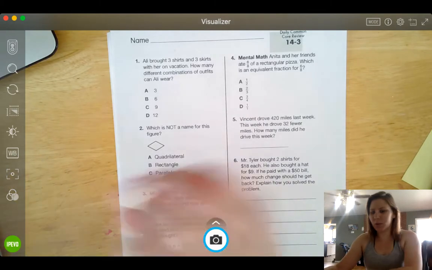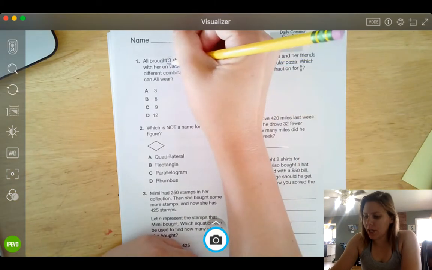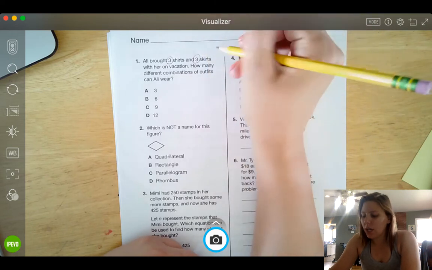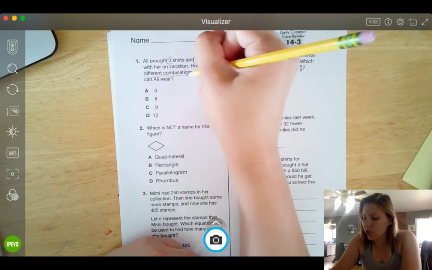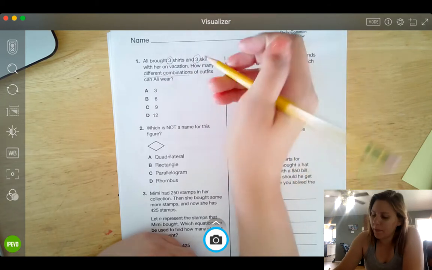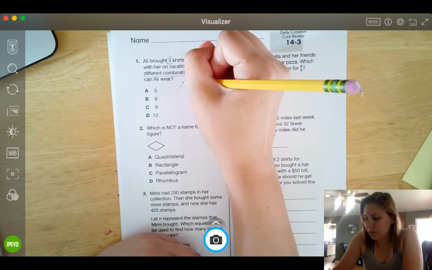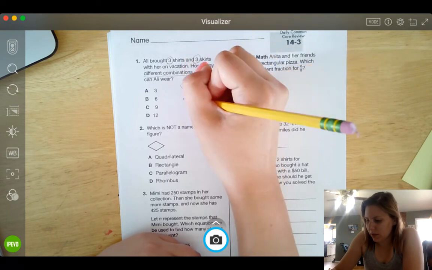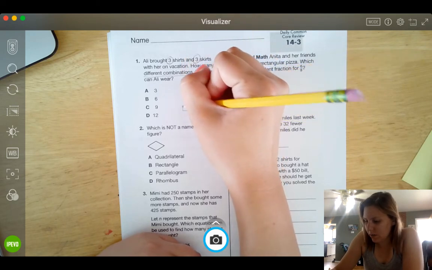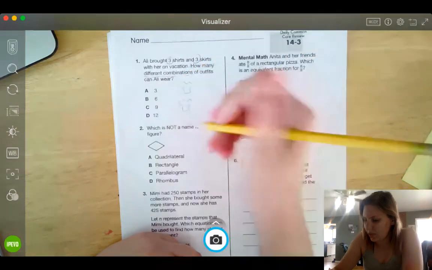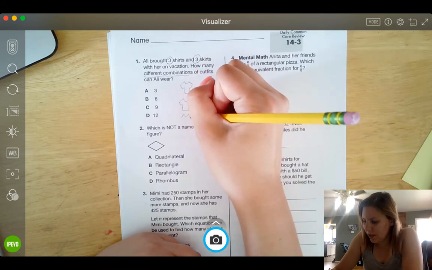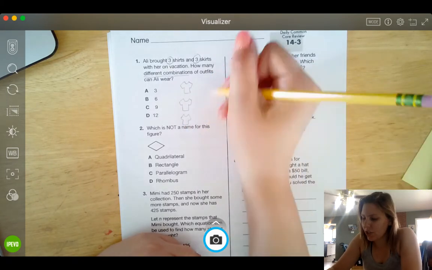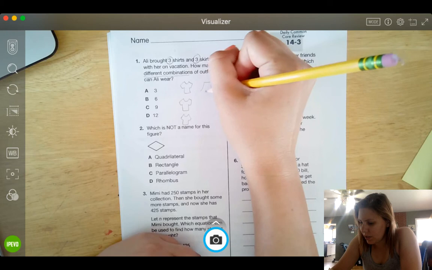So let's look at number 1. Allie bought 3 shirts and 3 skirts with her on vacation. How many different combinations of outfits can Allie wear? So if she's got, here's one shirt. Here's another shirt. I know you guys have missed my fabulous drawing at school. And here is her last shirt. Okay, so she's got 3 shirts and 3 skirts.